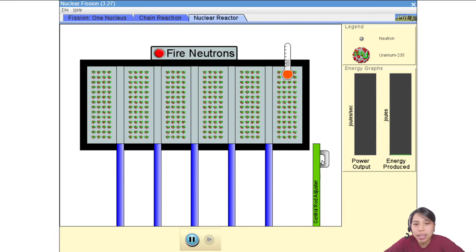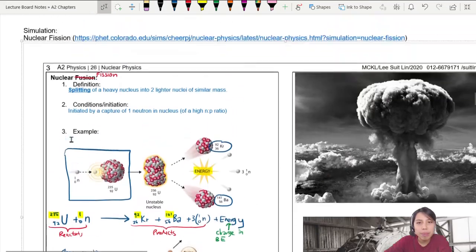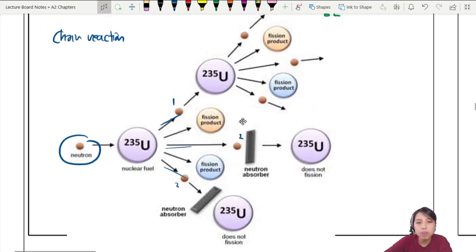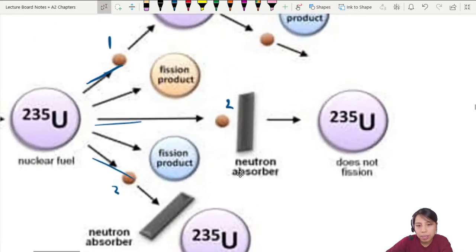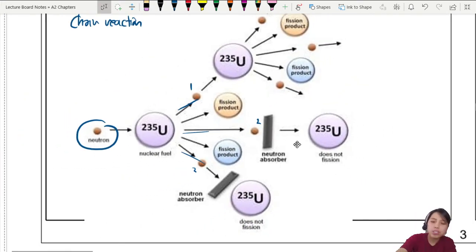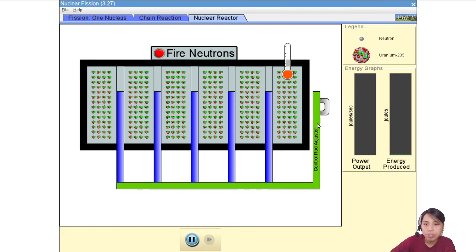Humans have figured out that the cause of this chain reaction is all these neutrons flying around and hitting other uraniums. But if we put in a neutron absorber like this one right here, it will absorb the neutron and protect other uranium from undergoing fission as well. So people decided, okay, let's insert these absorbers to control the fission reaction.